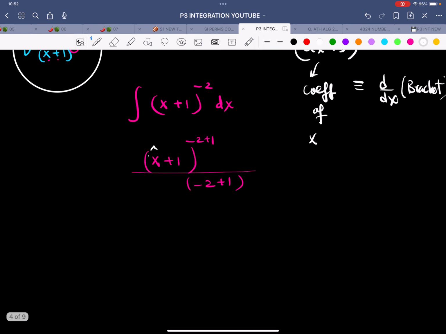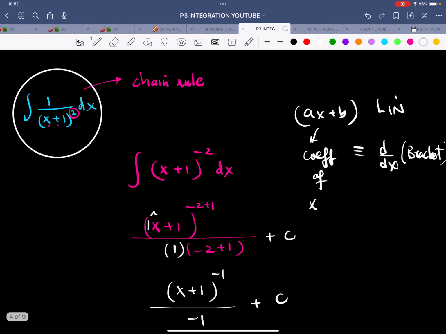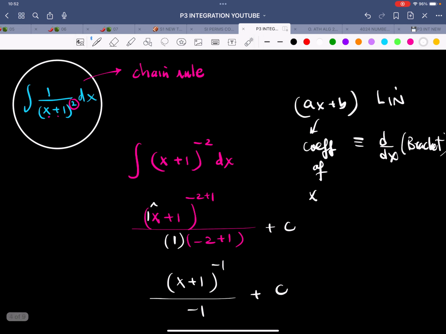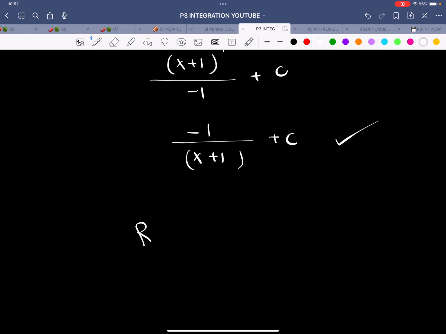So over here, even though it's very obvious, it's 1, make a habit of writing it, plus a constant of integration c. So this is x plus 1 raised to power of -1 divided by -1 plus c, and this can be written as -1 over x plus 1 plus c. That is how this integration is done. Believe me, integration is not difficult. It's just the spectrum is too wide. So you have to use a lot of memory, a lot of recalling, so that you need to know exactly what needs to be applied in which scenario.